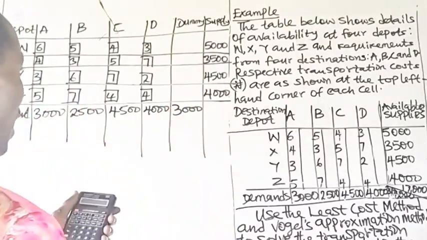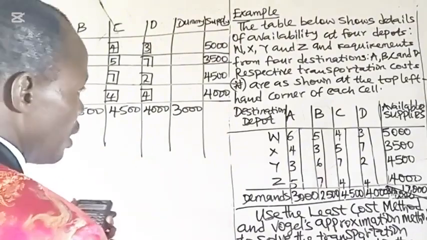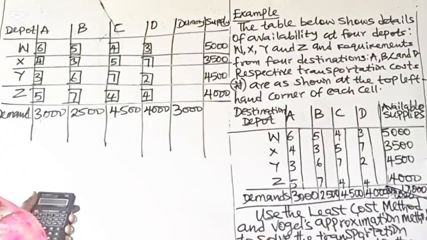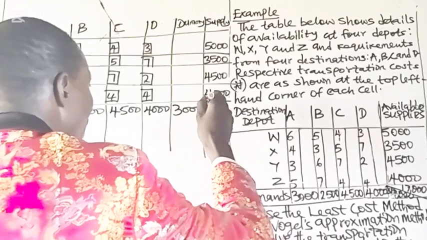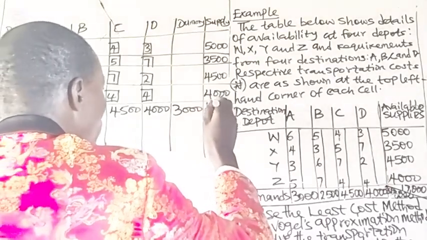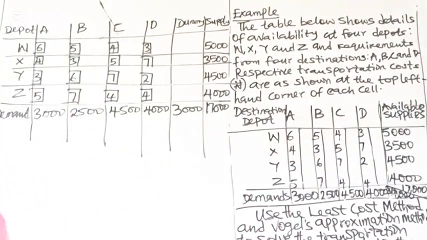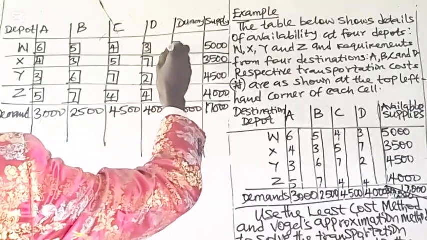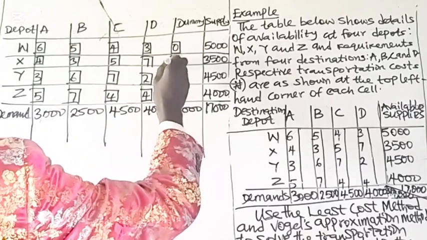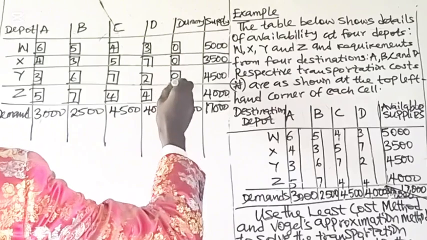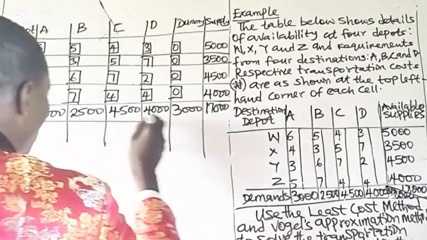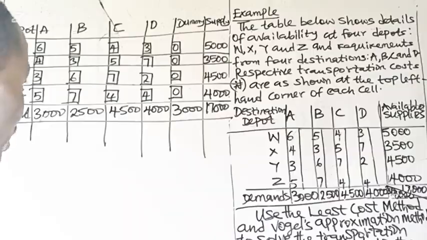If you also add the supply, so we have 5,000 plus 3,500, that is 8,500 plus 4,500 plus 4,000, that is total 17,000. Therefore, it is balanced now. Then the cost of the dummy, you make it 0. Everything has to be 0. The cost of dummy should be 0. Now you can solve the transportation problem since it is balanced.